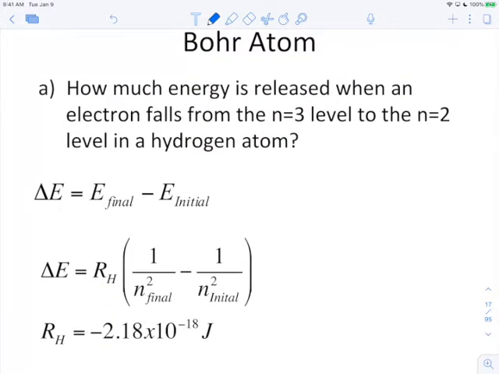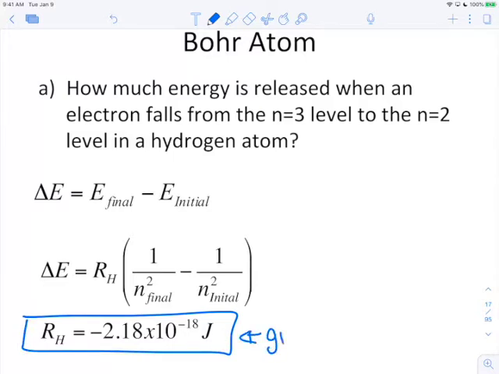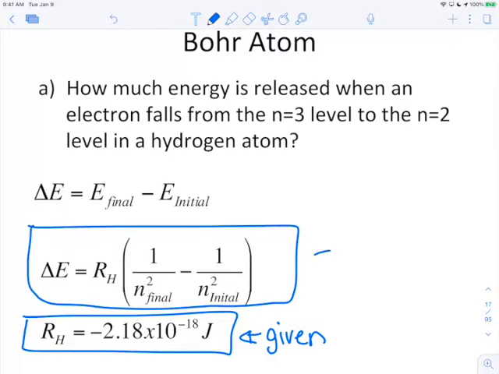Here we're going to do a calculation with a Bohr atom, and we're going to use that constant I mentioned a minute ago. This is the Rydberg constant, and this is going to be given. How much energy is released when an electron falls from the n equals 3 level to the n equals 2 level of a hydrogen atom? And here is our formula. Again, I'm going to give you the formula.